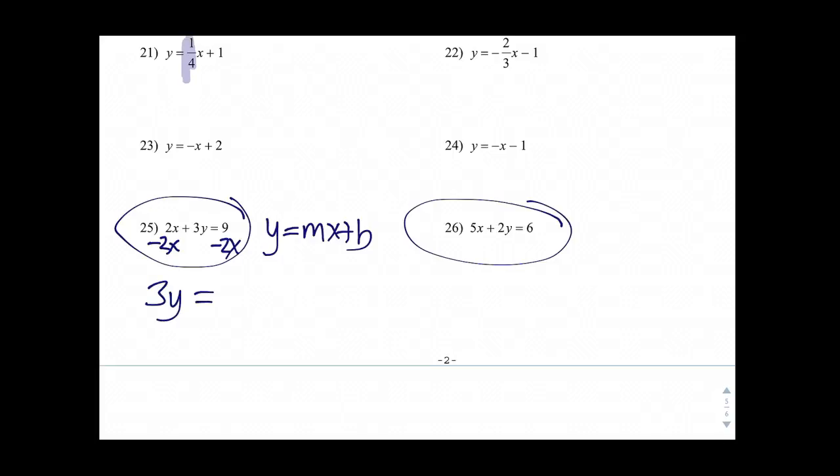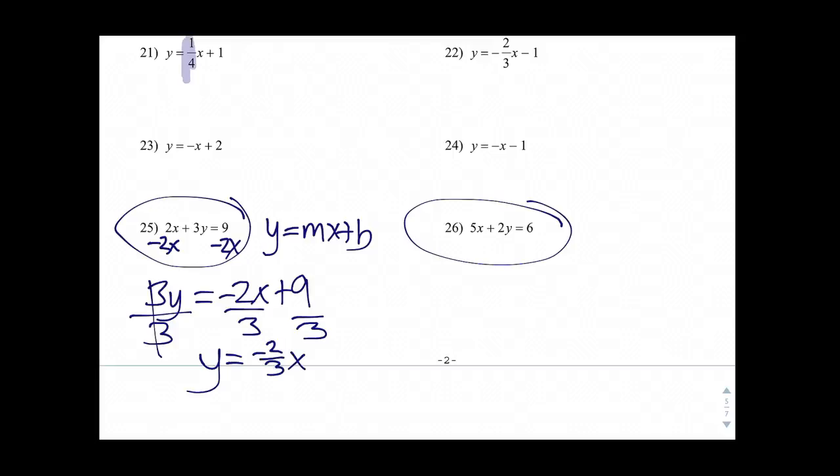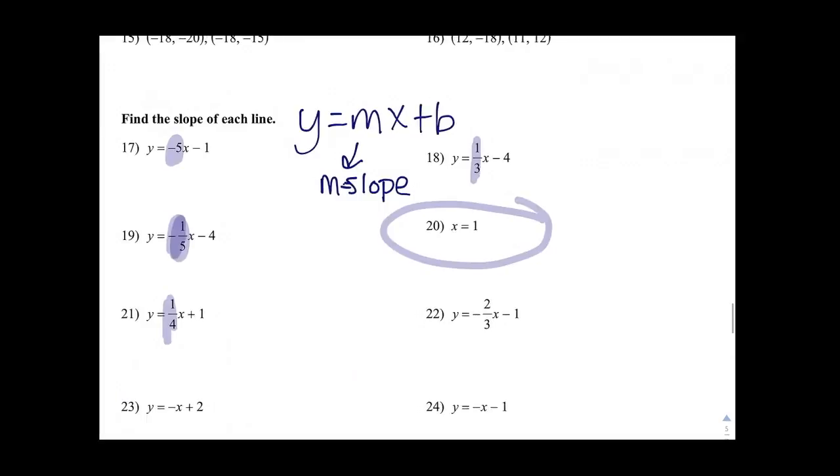So I get 3y equals -2x plus 9. I can divide by 3. Here I get y equals -2/3 x plus 3. My slope is the number in front of the x. I'm leaving 26 for you to do. I'm going to go back to number 20.